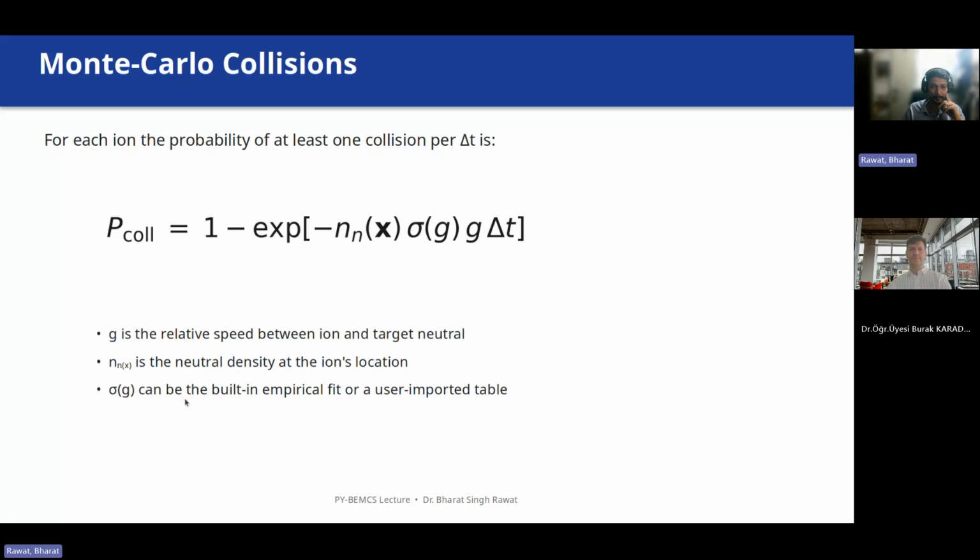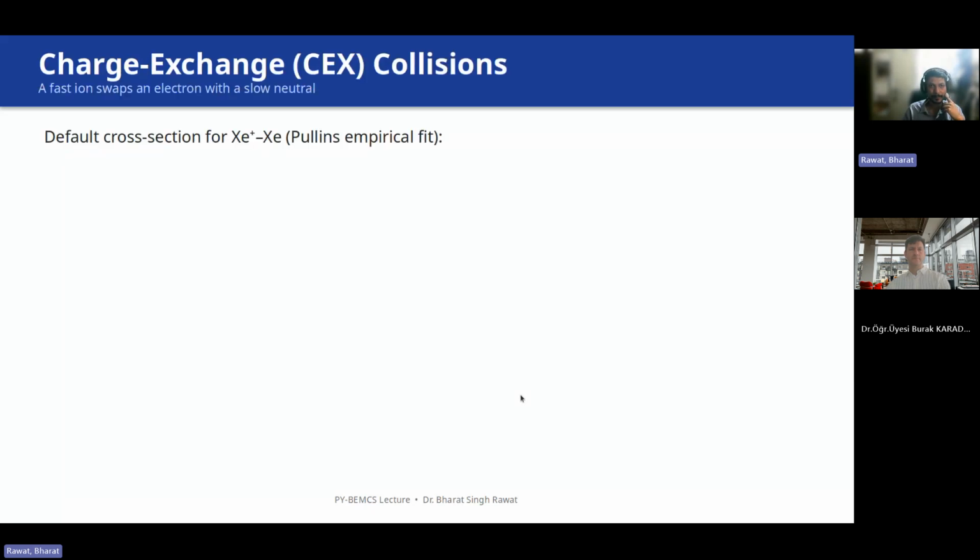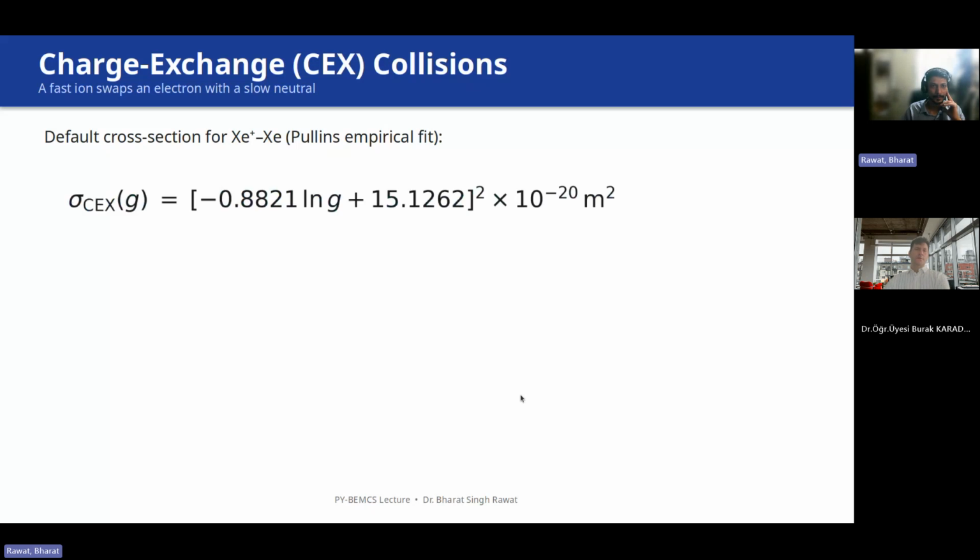And there are some features which I've introduced recently in which you can use the empirical fit, which is only for xenon. So currently the code is xenon plus some other gases, but you can also use an imported table. But I found a few bugs in the user imported table, which I still need to fix. Then for charge exchange collision, for xenon, I've just used this empirical formula for a charge exchange collision to happen.